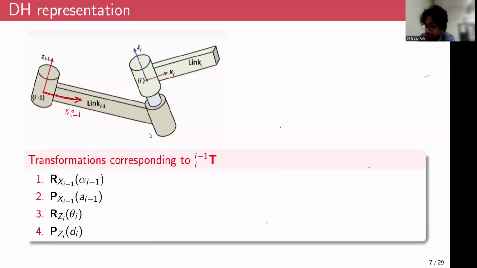So the first transformation is a pure rotation about xi minus one axis, right? So we know that this is called the link twist angle. And we use this rotation about xi minus 1 so that the relative orientation between zi minus 1 and zi can be compensated or can be accommodated.